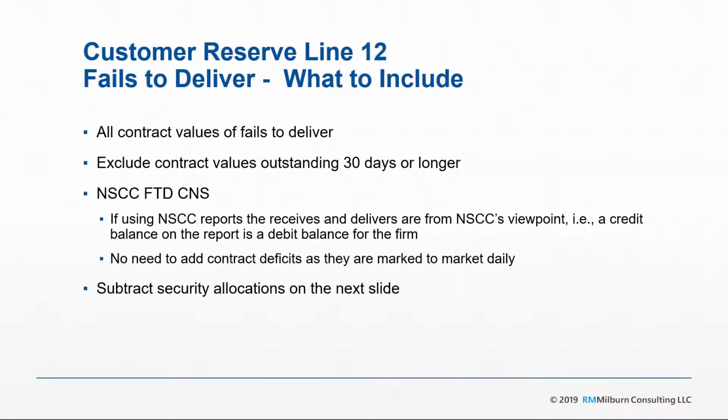Line 12, fails to deliver. What should we include? Well, include all the contract values that fail to deliver. And from these amounts, exclude any contract values outstanding 30 days or longer, or the fail to deliver CNS. If you're using the NSCC reports, be aware that they're from NSCC's viewpoint. In other words, a credit balance from the report is a debit balance for the firm. For a CNS fail to deliver, there's no need to add contract deficits as they're marked to market daily. And then once you've got those, you're going to subtract off any security allocations, and we're going to take a look at those on the next slide.